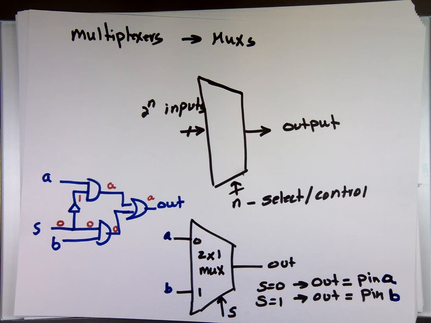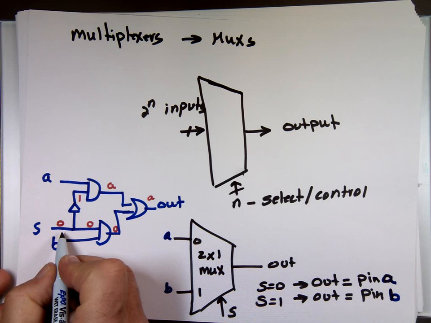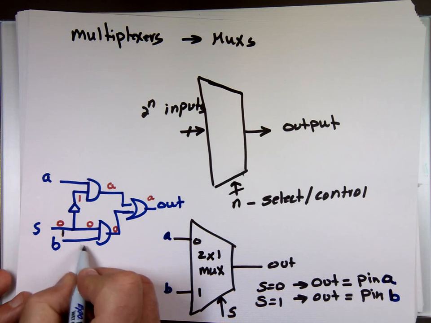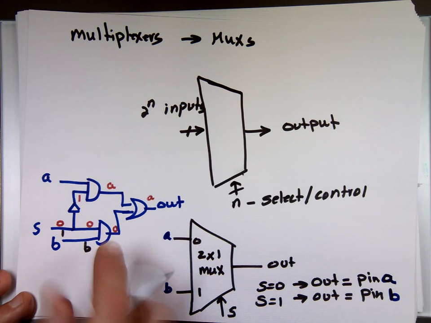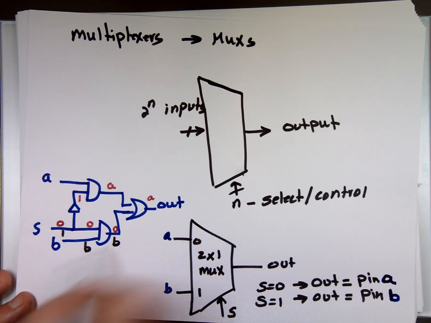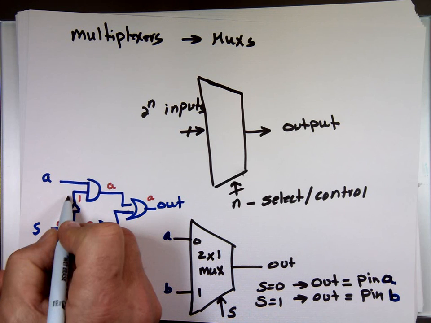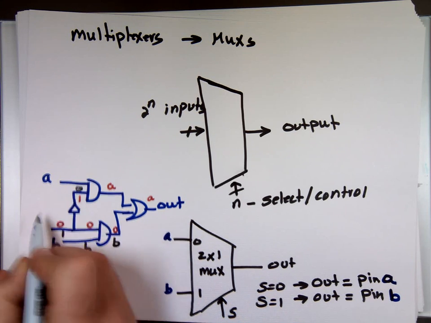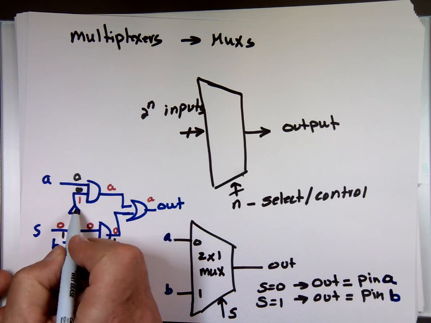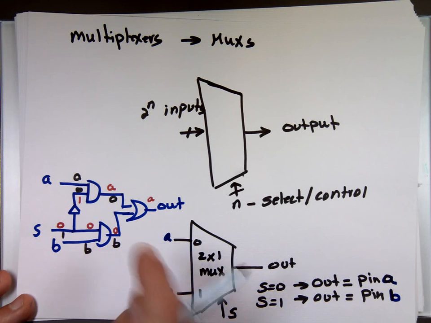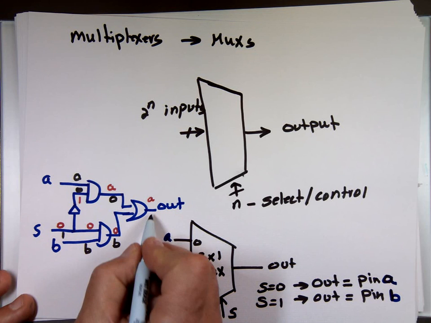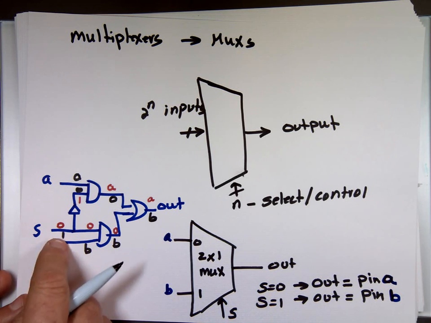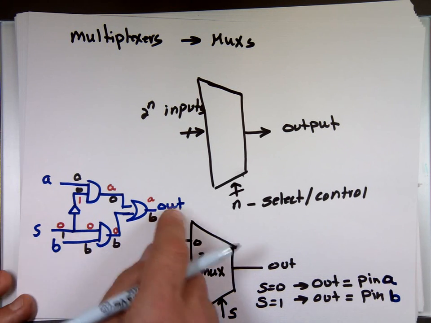Let's try S is 1, I'll use black. When S is 1, I got a 1 here. I got a B here. What is 1 AND B? B. When S is 1, what's the complement? 0. What is 0 AND A? 0. An OR gate with 0 and B going to it, the result is B. So when S is 1, your output is B. When S is 0, your output is A.